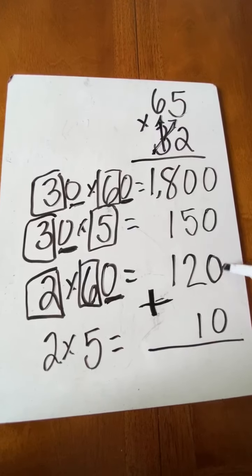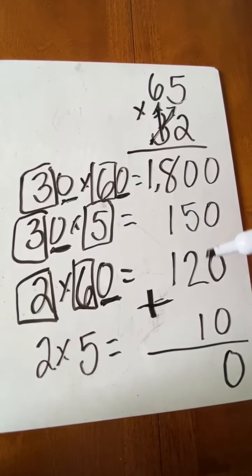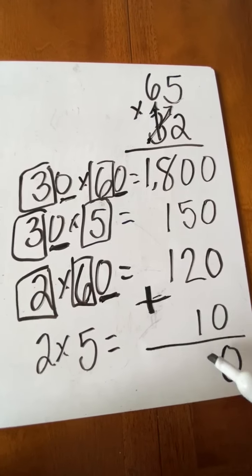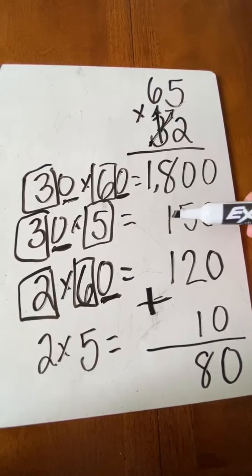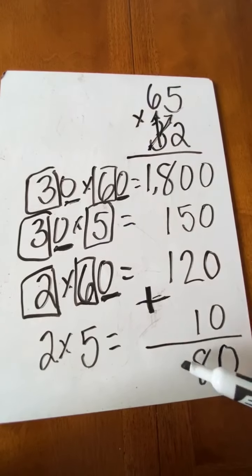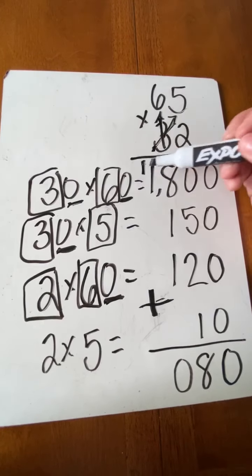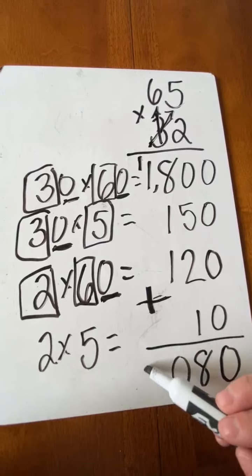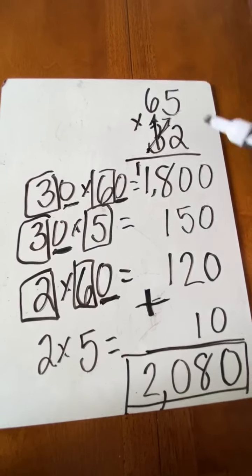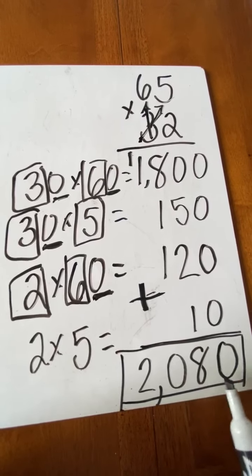So 0 plus 0 plus 0 plus 0 is 0. Then I have 0, 5 plus 2 plus 1, which is 5, 6, 7, 8. Then I have 8 plus 1 plus 1. So 8 plus 1 is 9, plus another 1 is 10. So I'm going to put my 0 down, carry my 1. That leaves you with 1 plus 1 is 2. My final answer for 65 times 32 is going to be 2,080.